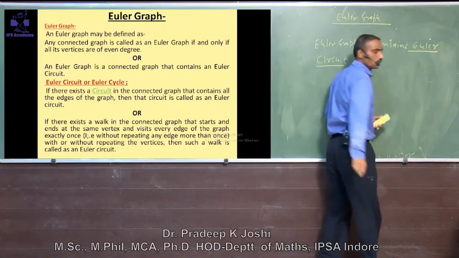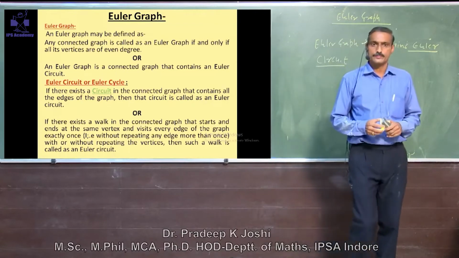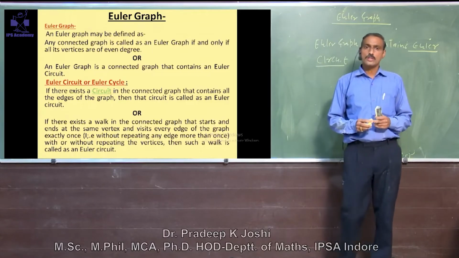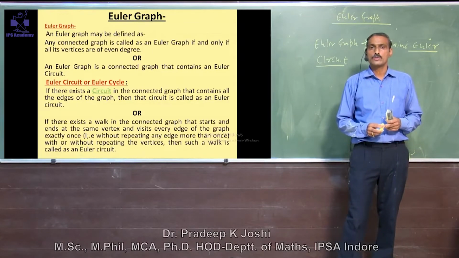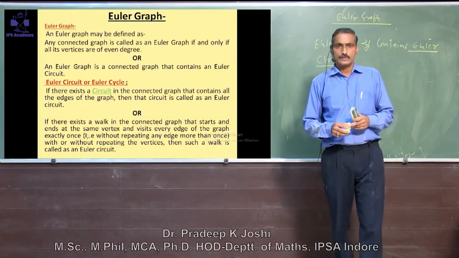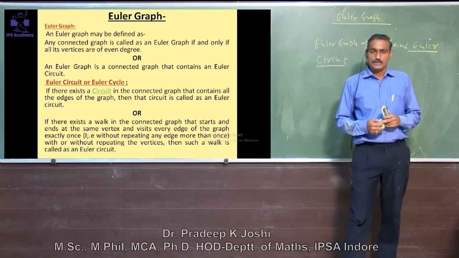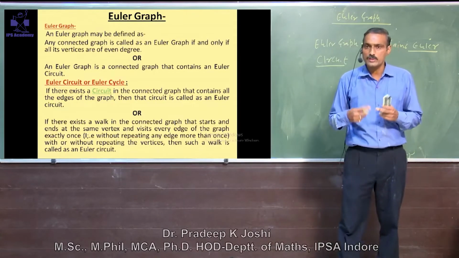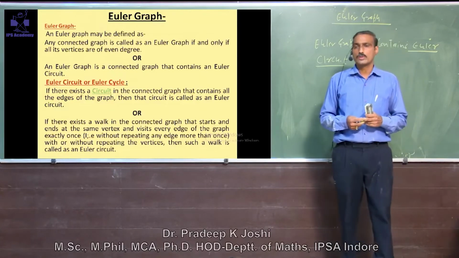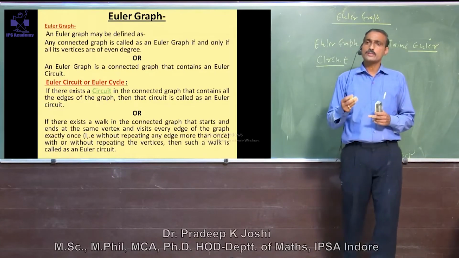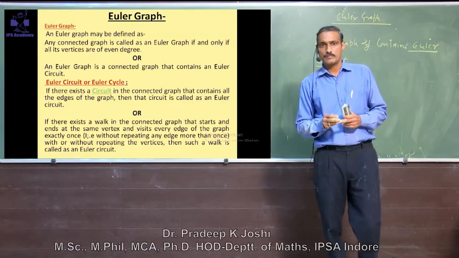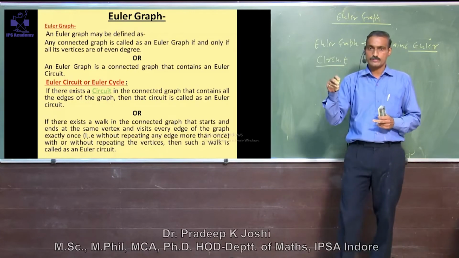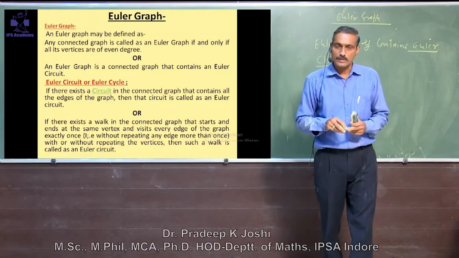Now what is the concept of an Euler circuit? If there exists a circuit in the connected graph that contains all the edges of the graph, then the circuit is called an Euler circuit. That means we traverse the connected graph in such a way that it contains all the edges of the given graph. We know what a circuit is: the initial vertex and final vertex are the same, and no vertex is repeated. But for an Euler circuit, you visit all the edges and return to the initial vertex.